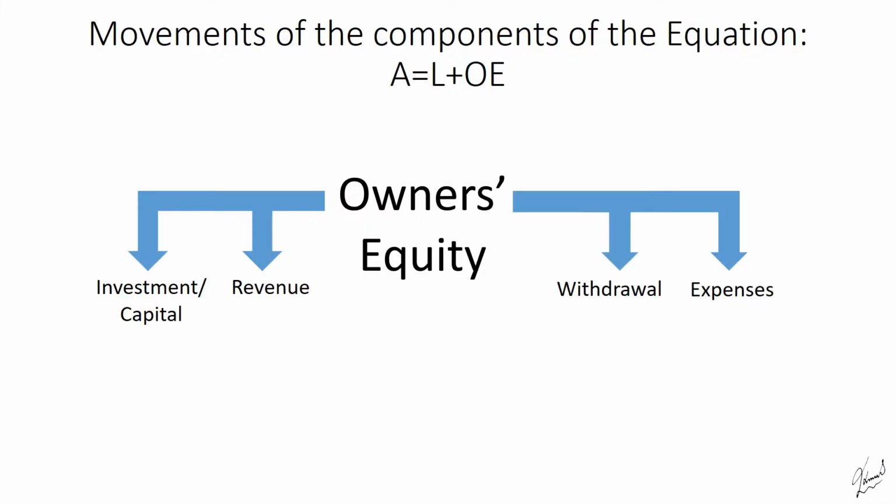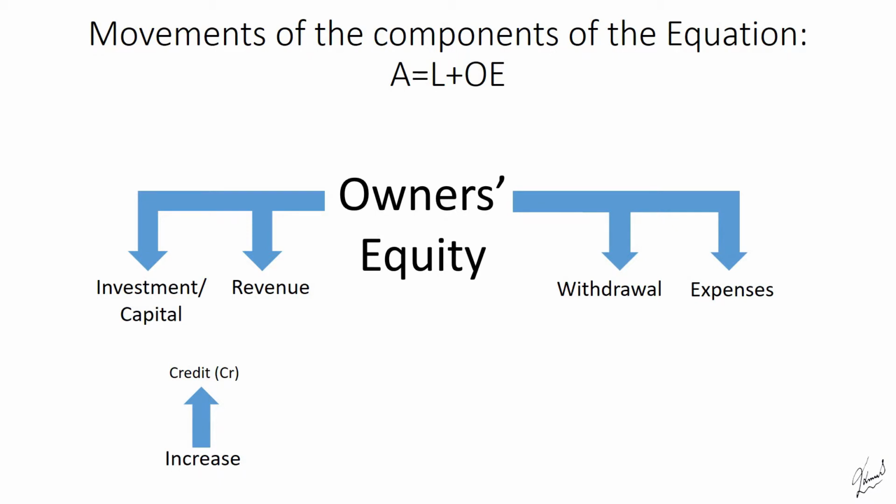First one is capital. Second one is revenue. Third one is withdrawal, and the fourth one is expense. Among these four components, the first two, capital and revenue, move with the equity, which means if these increase, owner's equity will increase. As you know, owner's equity is on the right side of the equation. So if owner's equity increases, it will be credit.